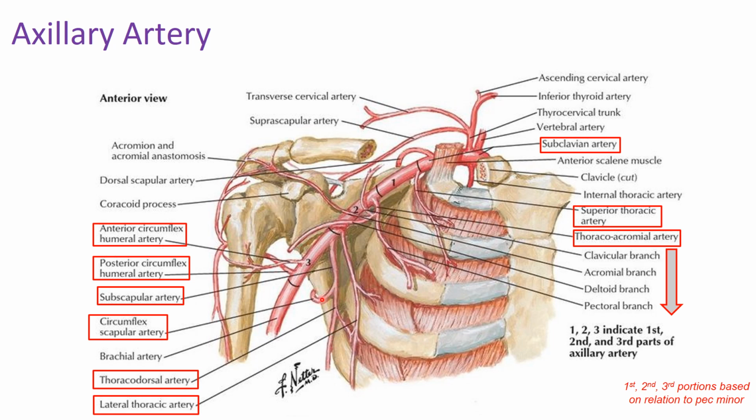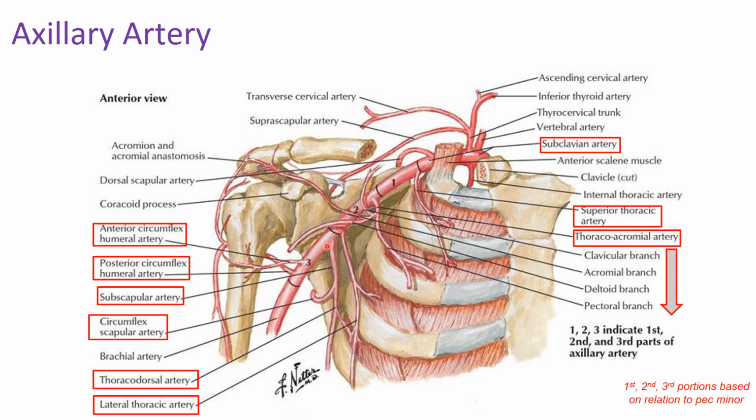So the circumflex scapular artery and the thoracodorsal artery are both branches of your subscapular artery. The thoracodorsal artery is going to run towards your latissimus dorsi. Okay, and the circumflex scapular artery is going to run along the back of the scapula. But again, both of those are branches of your subscapular artery. So that was branch number 1 in the third segment of the axillary artery.